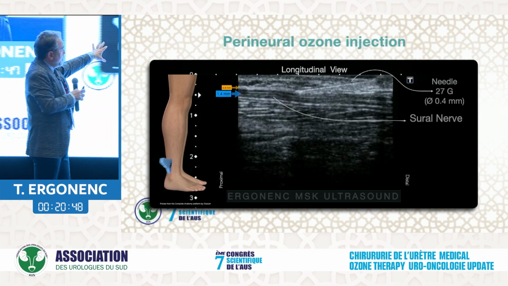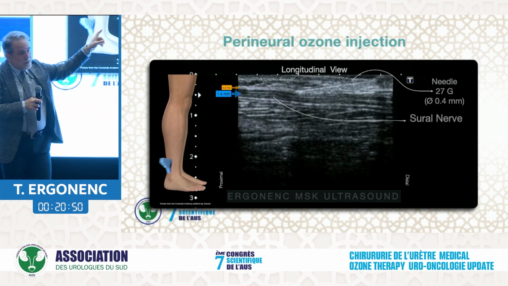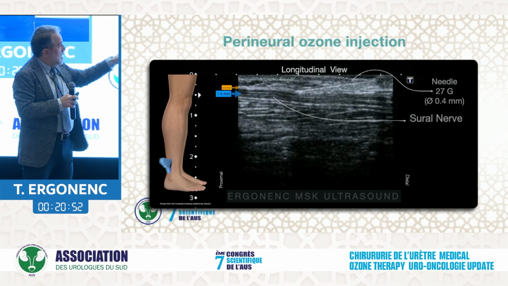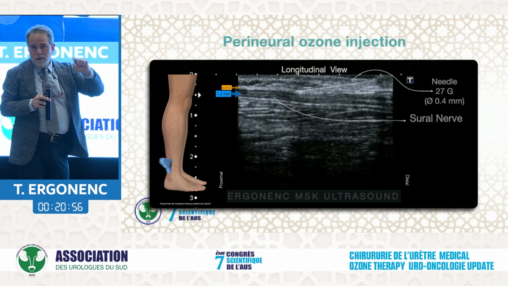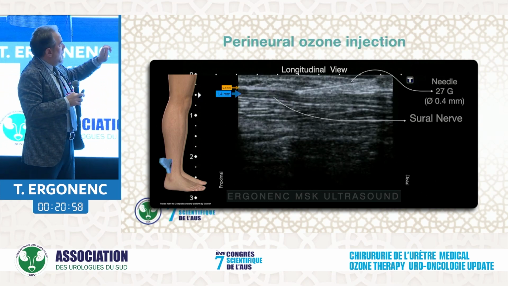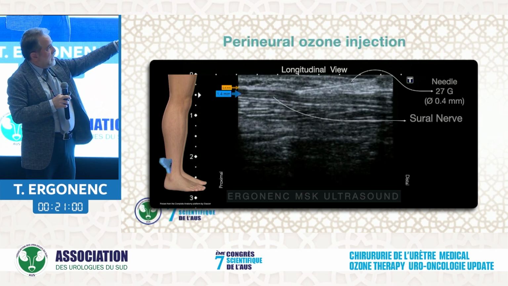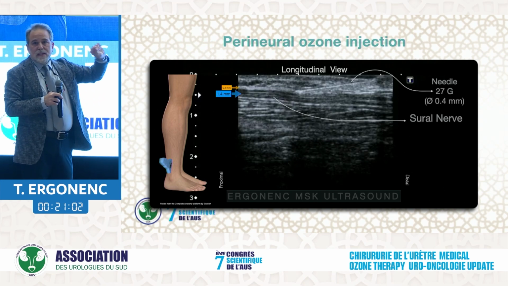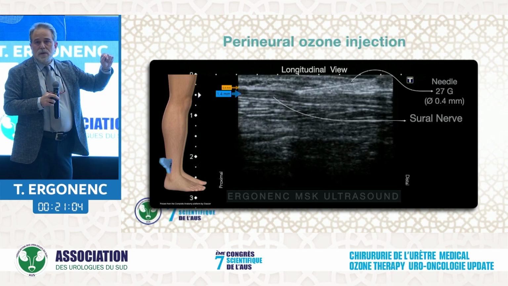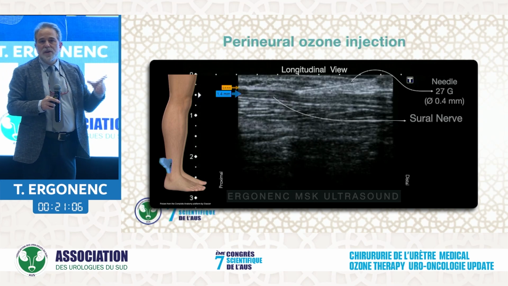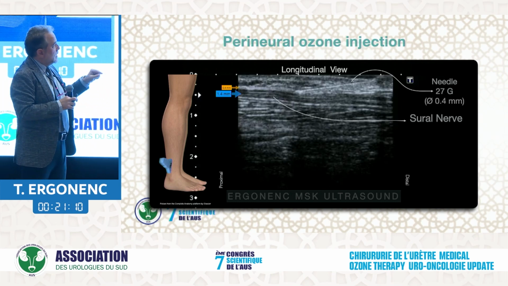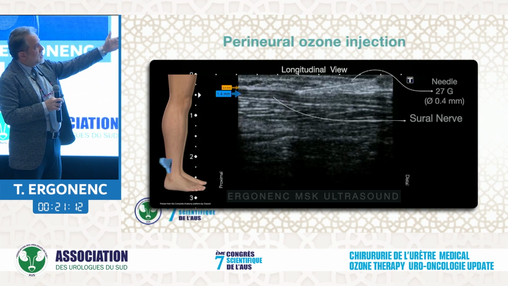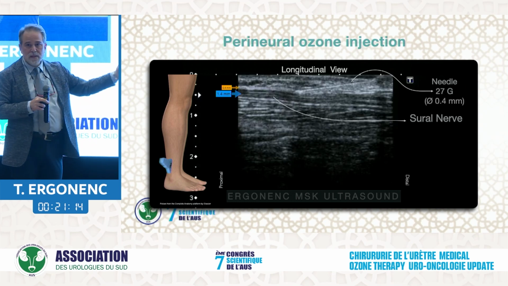My transducer position here, this is a sural nerve. Do you see the sural nerve? Yeah. It's almost 1.4 millimeter in diameter. It's a small nerve. And you can see my needle. Do you see my needle? This is a blind needle. I use a neurostimulation needle because it's not a sharp needle, it's a blind needle. The needle diameter is almost 0.4 millimeter.